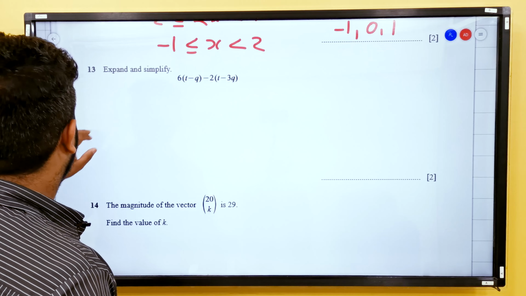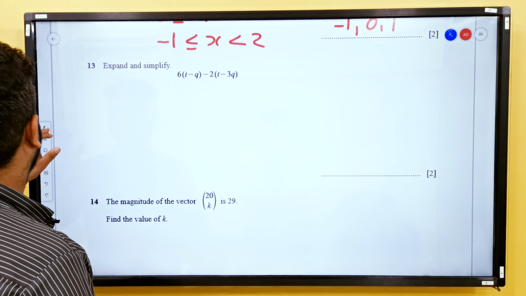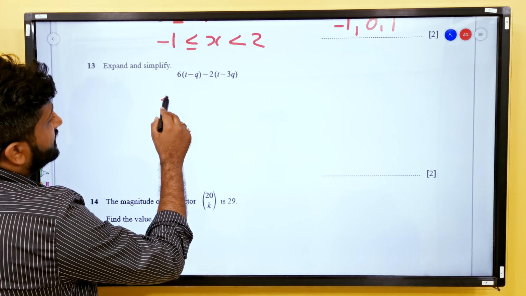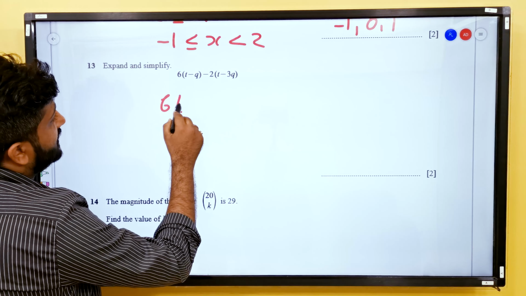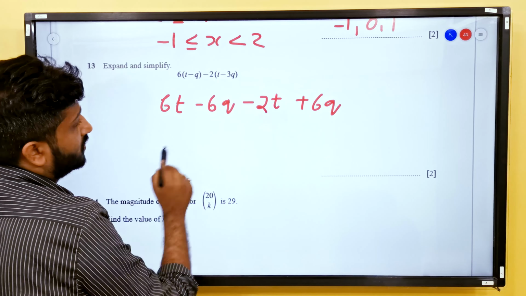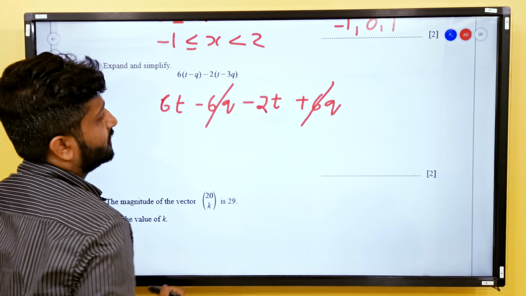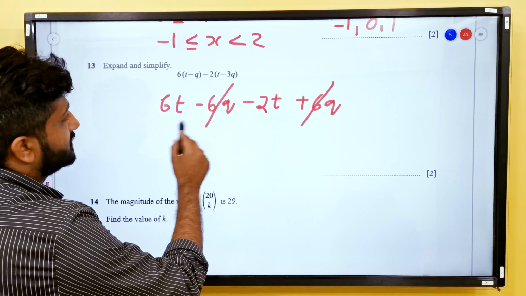Next, expand and simplify. 6 into t, 60, minus 6q, minus 2t plus 6q. The 6q minus 6q plus 6q will get cancelled. 60 minus 2t is 40.